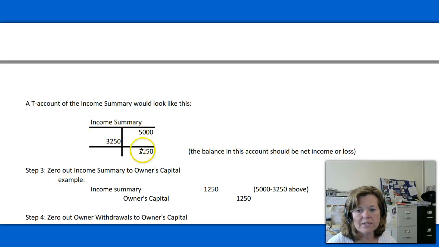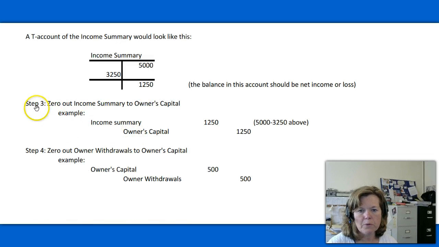In this case, because this is a net credit, this would tell me that net income on the income statement is $1,250. If I ended up with a debit balance here, that would mean I had more expenses than revenue, and I should be showing a net loss on my income statement. So those two numbers should be the same, your balance in your income summary and the net income or loss on your income statement. So let's move on to step 3.